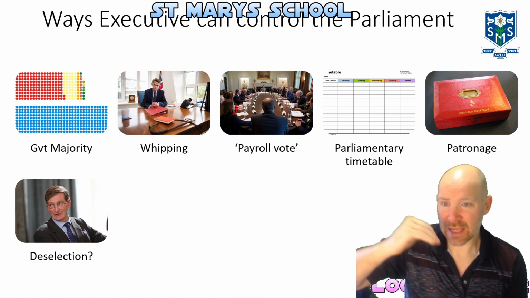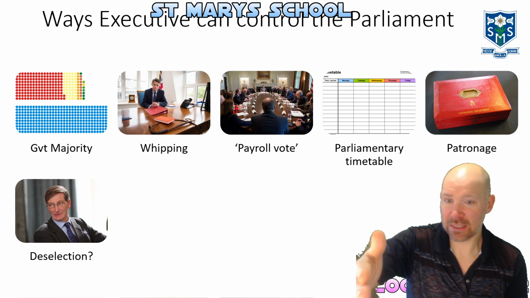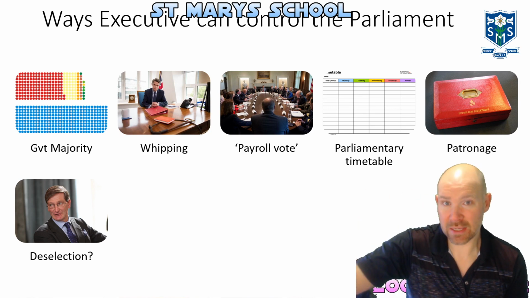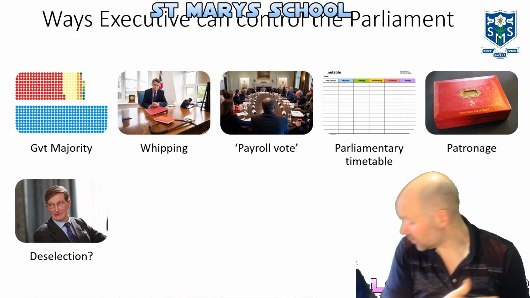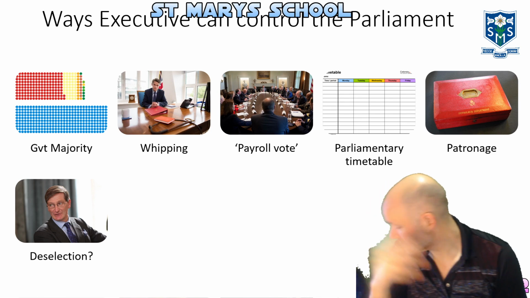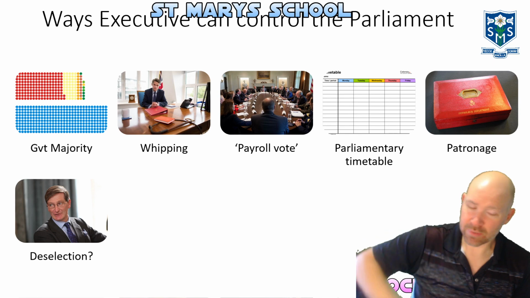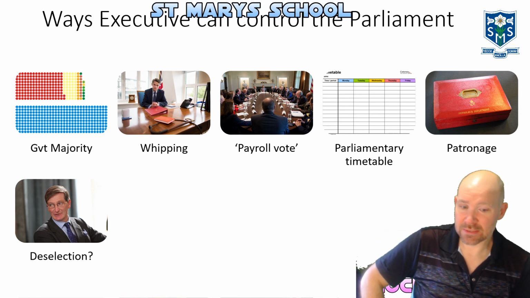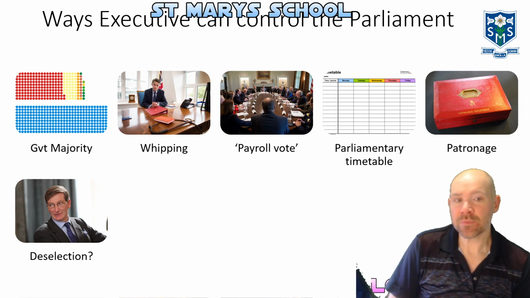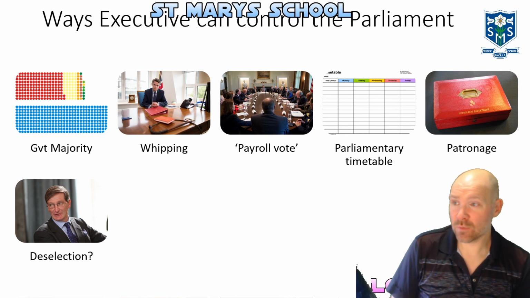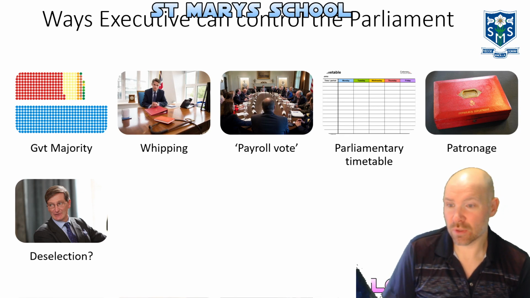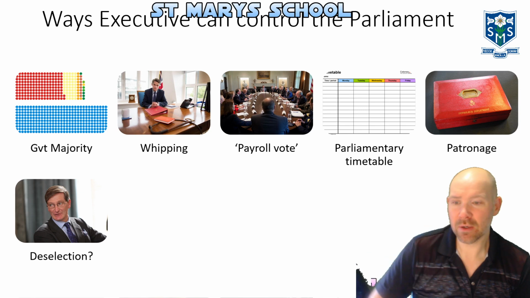A Prime Minister cannot stop an MP being an MP. An MP is elected by their local constituency. The Prime Minister cannot say, right, you're no longer an MP. They don't have that power. But what they can do is say, well, you're no longer a Conservative MP, or you're no longer a Labour MP, you're no longer in my party. And this has happened a few times.